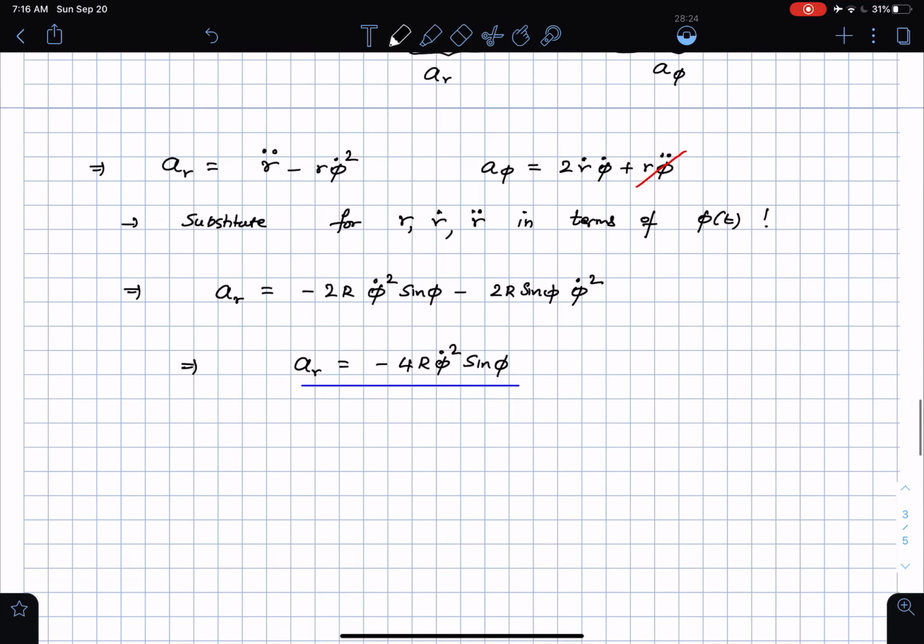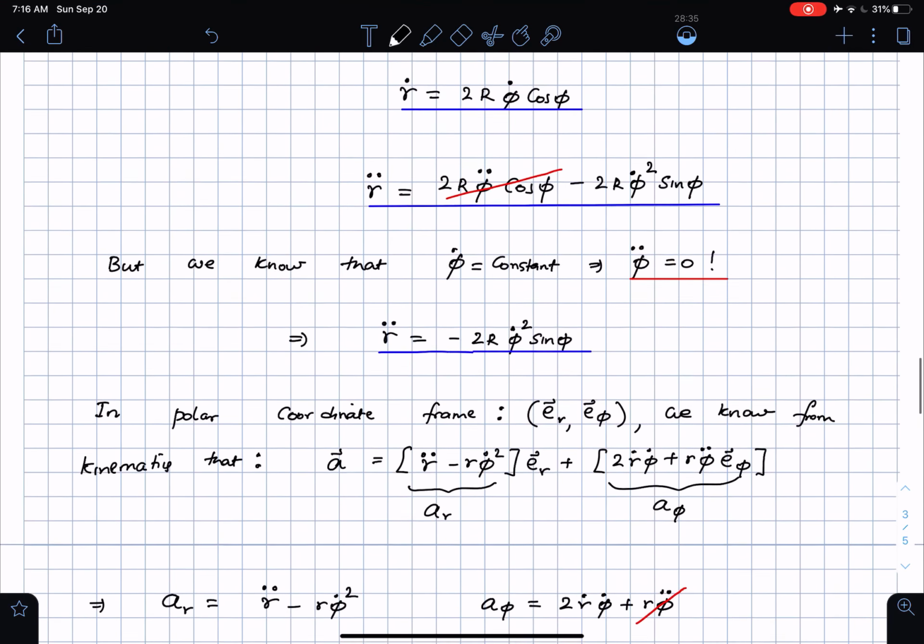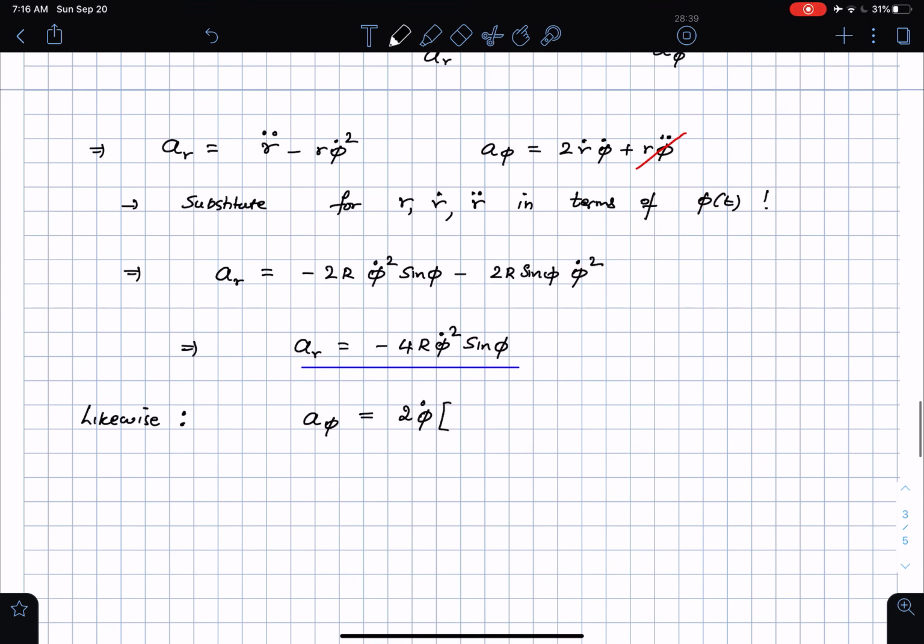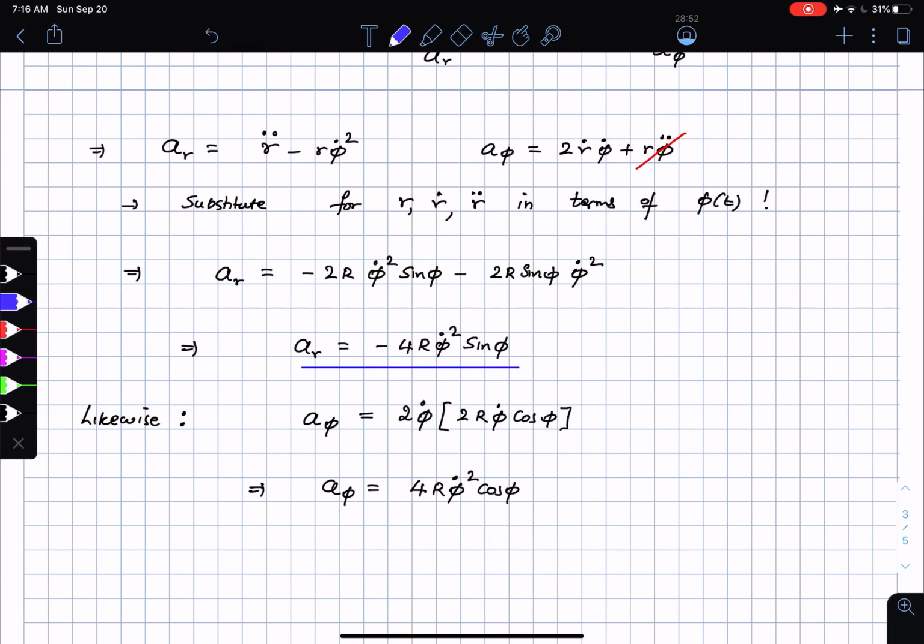Okay, and then likewise, I can say that A phi, which is 2r dot phi dot, is going to be 2 times phi dot times r dot, which if I scoot back up is 2r phi dot cos phi. Okay, which tells me that A phi is going to be 4r phi dot square cosine phi. Okay, so these are 2 important things that I have found out.